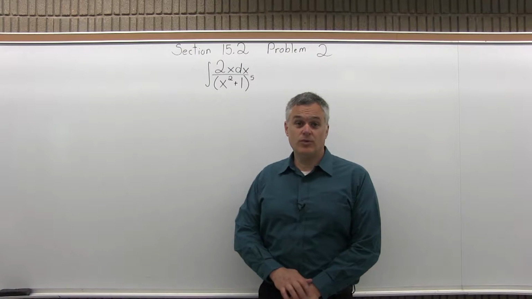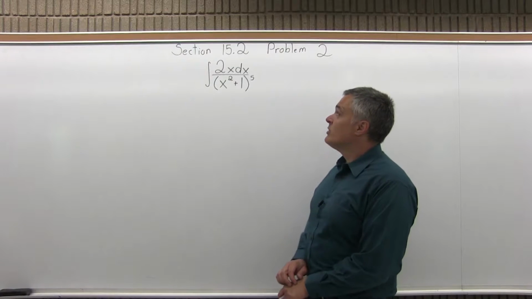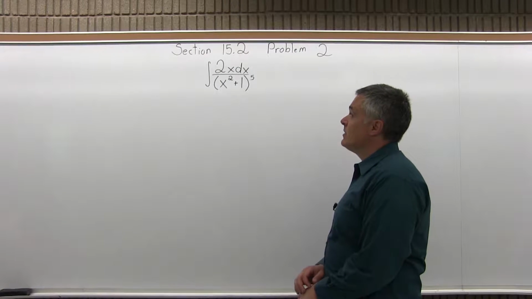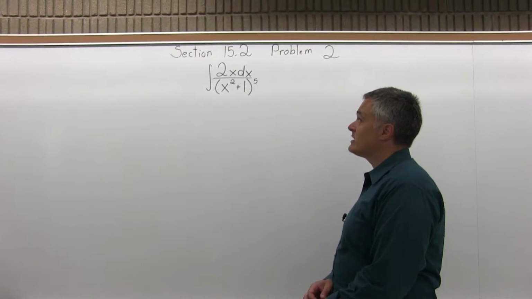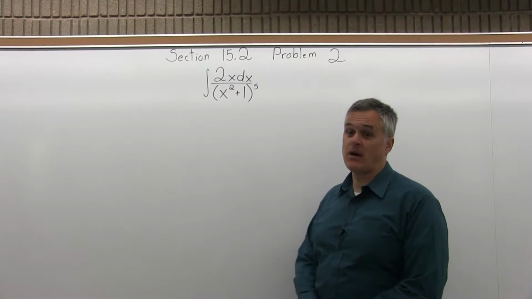This is Section 15.2, Problem number 2. We want to solve the integral of 2x dx over (x squared plus 1) to the fifth power.